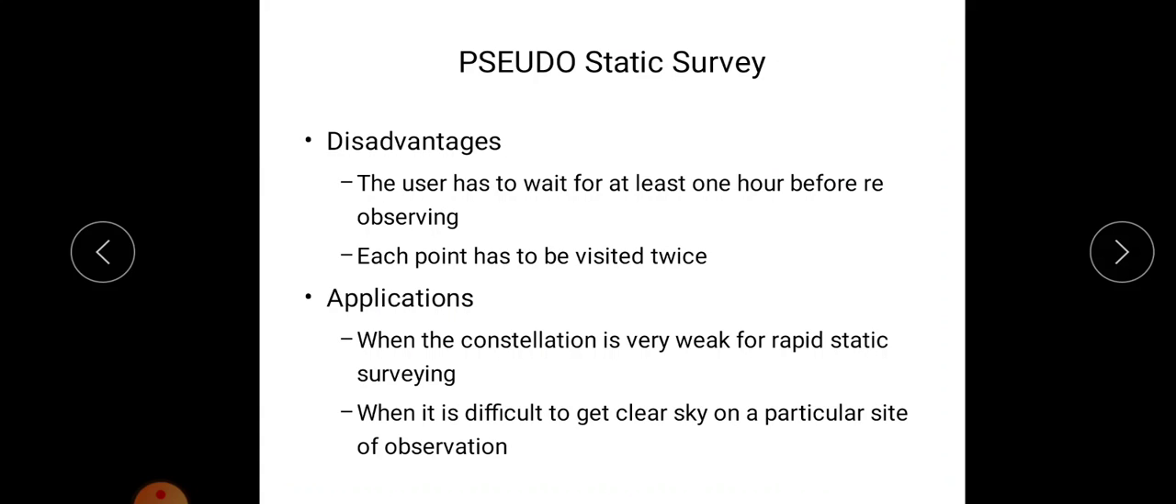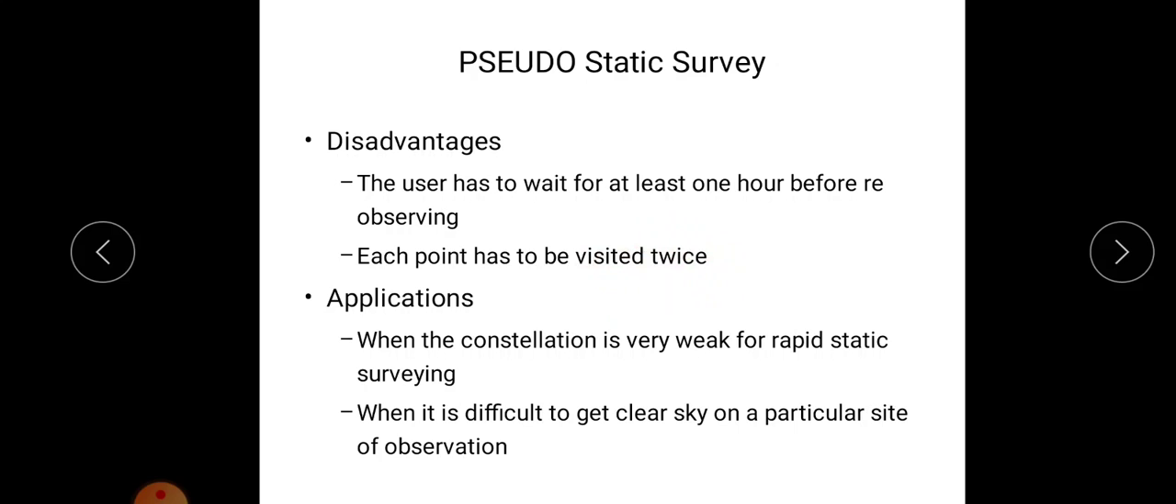The disadvantage is that the user has to wait for at least 1 hour before reobserving. That is, the user has to wait for a long time, and each point has to be visited twice. So these are the disadvantages. The same point has to be visited again.